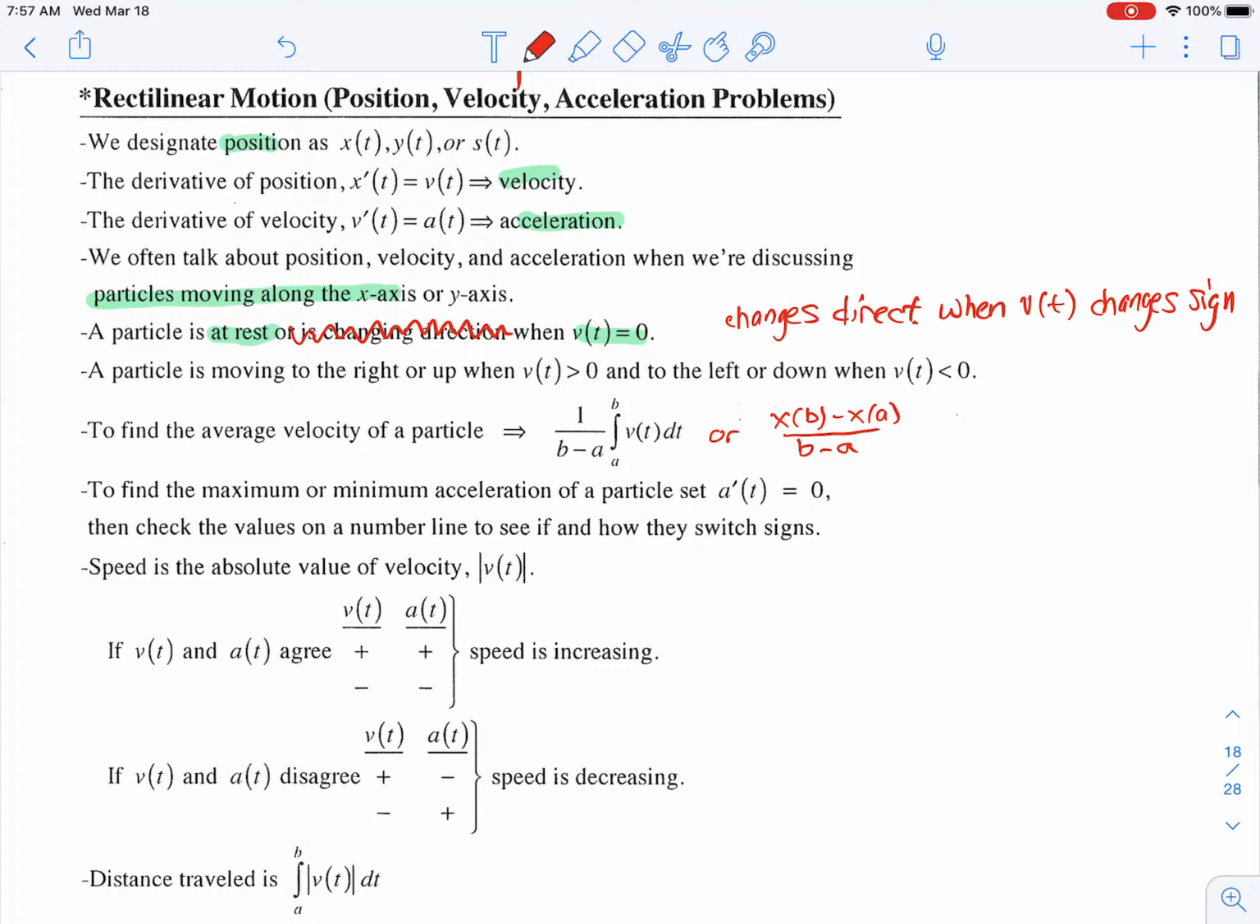Hopefully you scribbled out that part. Changes direction when v of t changes sign. Moving to the right when velocity is positive, to the left when velocity is negative. Average velocity can be done this way, or when you actually do the fundamental theorem, that way.